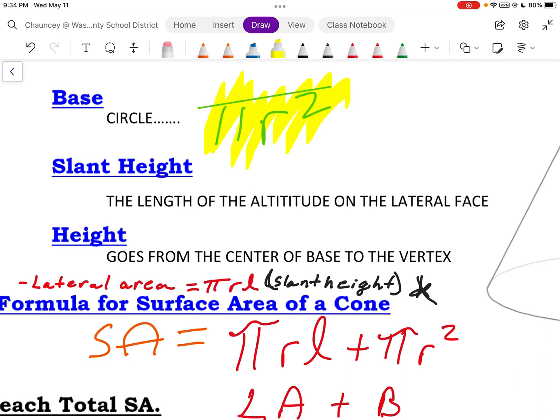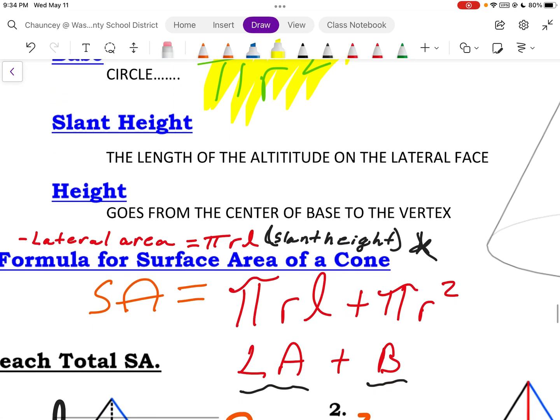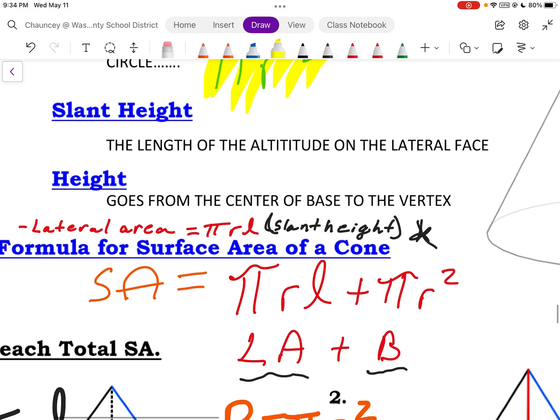So that formula that we're going to use is that lateral area plus the surface area of our circle of the base. So when it comes down to it, our surface area is pi r L plus pi r squared. And pi r squared is just our area of the base.